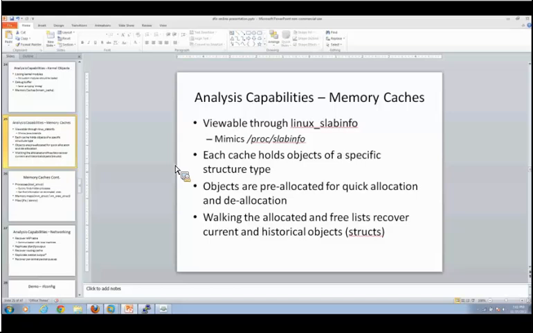So one example is processes. Your process structure is backed by the task struct cache, and if you look in that cache, you're going to get all the processes that are active on the system. If you walk the free list of that cache, you're going to get all the processes that were once allocated but are then deallocated. So this allows us to not only see what objects are currently allocated, but we can also pull some historical data out of the cache.